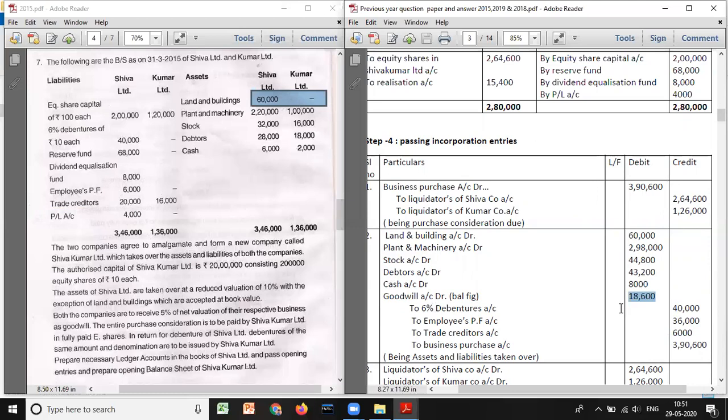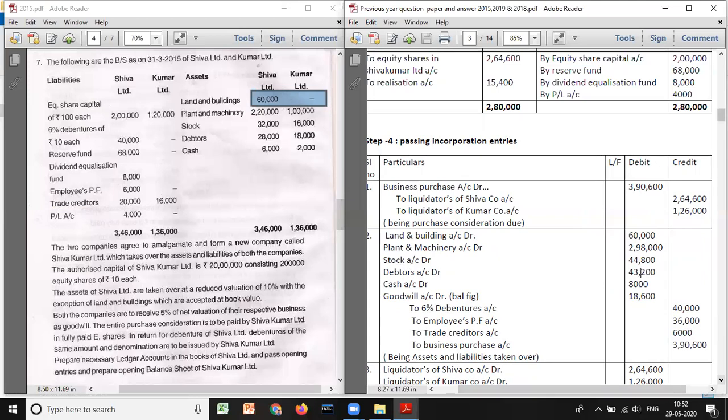What is that 18,800? Goodwill account. When it comes to purchase method, if liabilities are more than the assets, it will be called goodwill. If assets are more than the liabilities, then it will be called capital reserve under purchase method. But when it comes to merger, if assets are more than the liabilities, general reserve. If liabilities are more than the assets, then it will be called capital loss. Already we have discussed the same question.